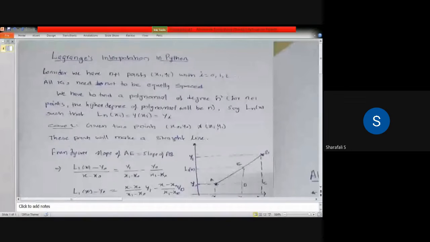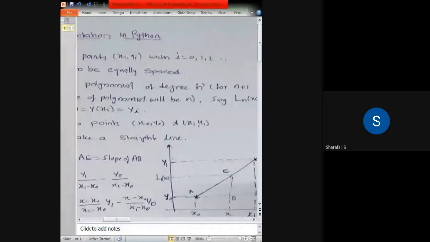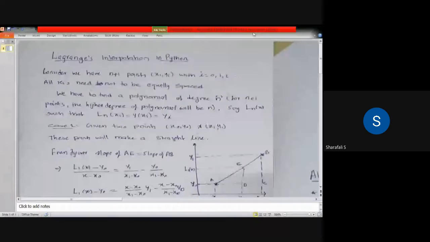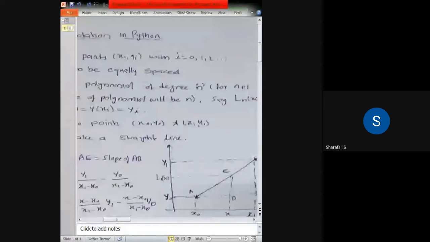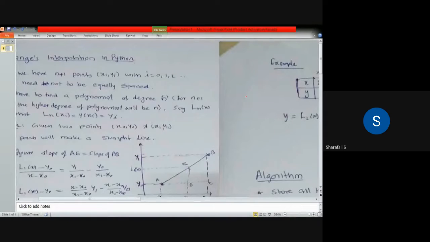Okay, in this section we will discuss Lagrange's interpolation, and this Lagrange's interpolation can also be used to find the missing data, or any y value corresponding to any x value which is not present in the given data set. You can find that out by using this technique.